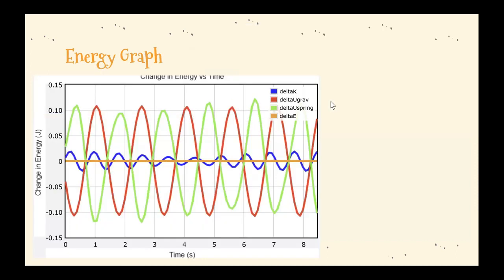Here's the final energy graph from the coding. As we can see, delta E is 0. The red represents the gravitational potential energy, the green is the potential spring energy, and the blue is the kinetic energy.